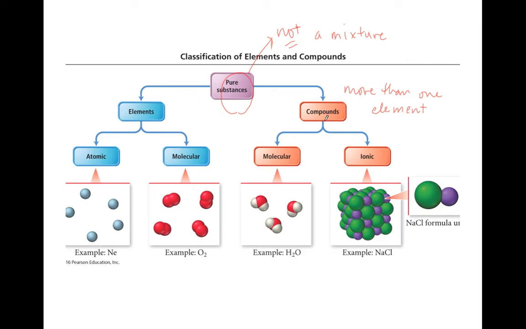Now, if it has more than one element, it might be molecular. That means it's got covalent bonds in it, or it could be ionic, which means it has ionic bonds in it, right?